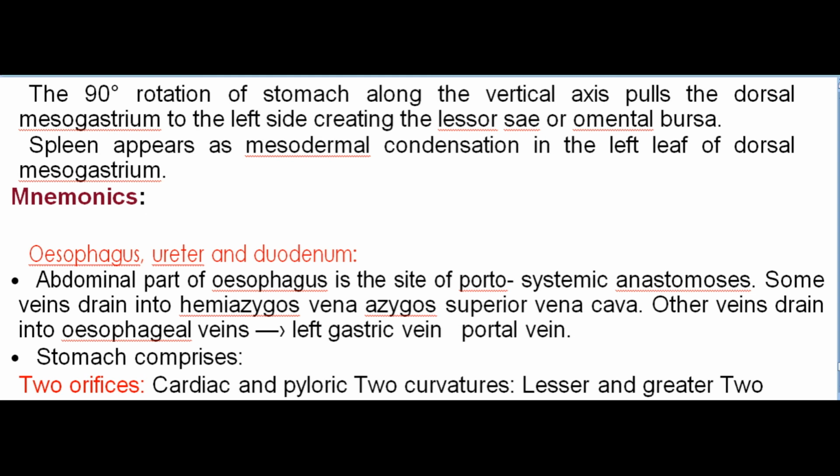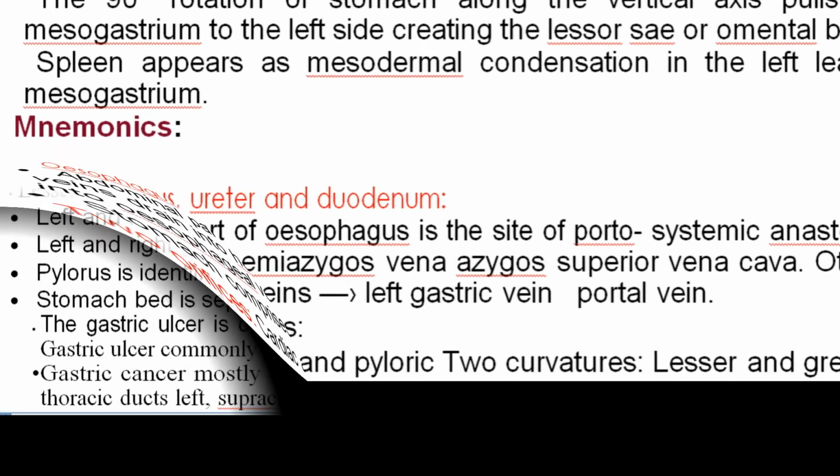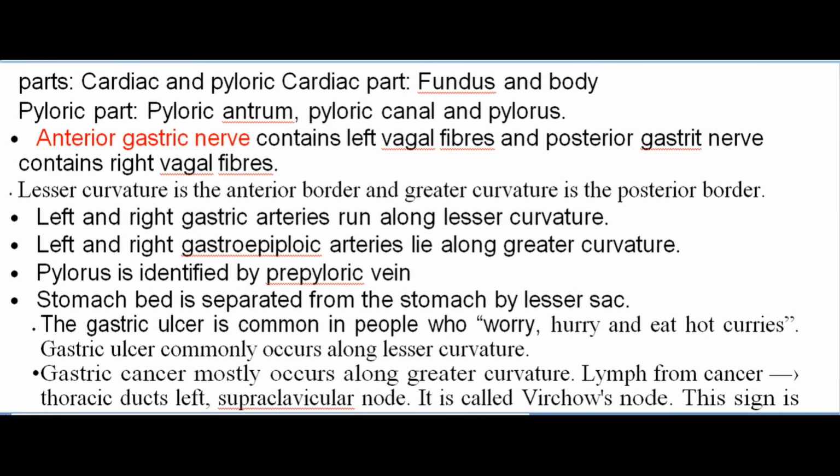Stomach comprises 2 orifices, cardiac and pyloric; 2 curvatures, lesser and greater; 2 parts, cardiac and pyloric. Cardiac part: fundus and body. Pyloric part: pyloric antrum, pyloric canal, and pylorus. Anterior gastric nerve contains left vagal fibers and posterior gastric nerve contains right vagal fibers. Lesser curvature is the anterior border and greater curvature is the posterior border.